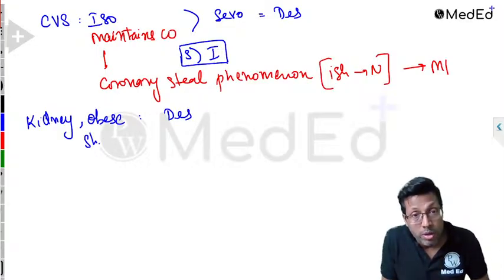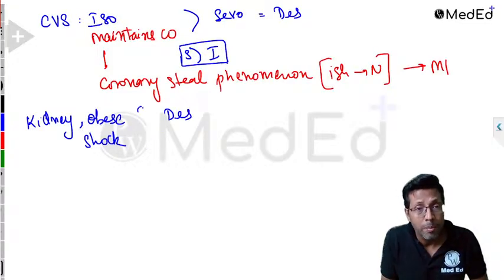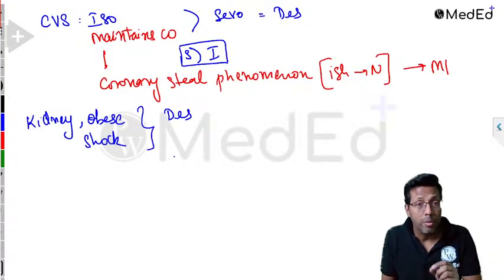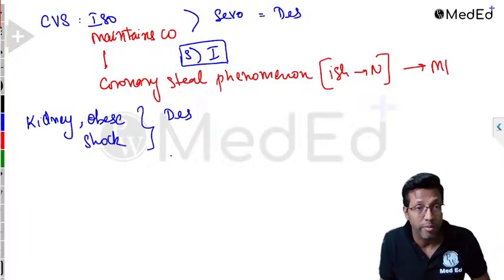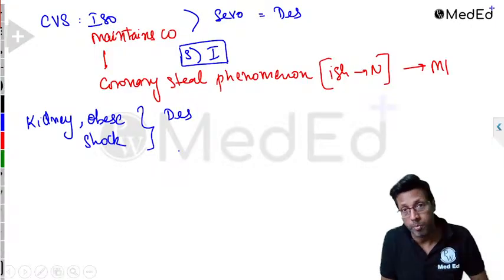The same thing holds true in a patient of shock. Desflurane increases the heart rate and BP slightly, so it's a drug of choice in a patient of shock. This is where desflurane is preferred: kidney patient, obese patient, shock patients.